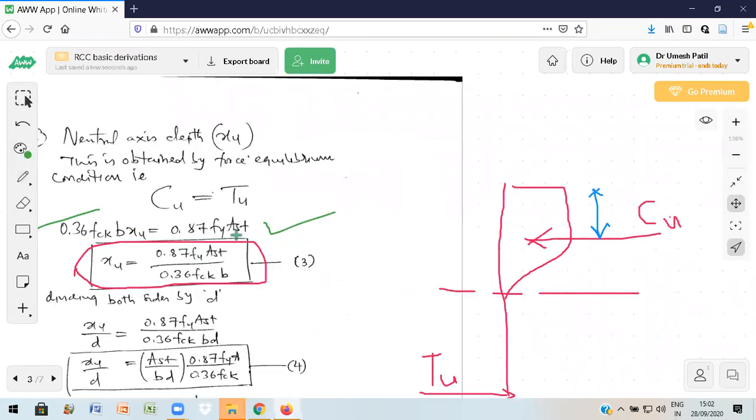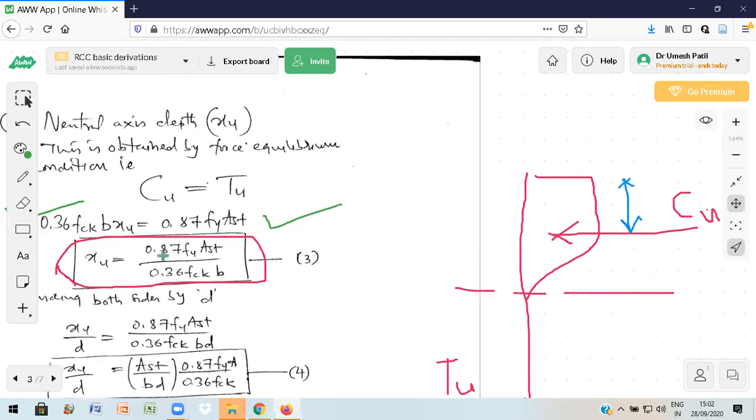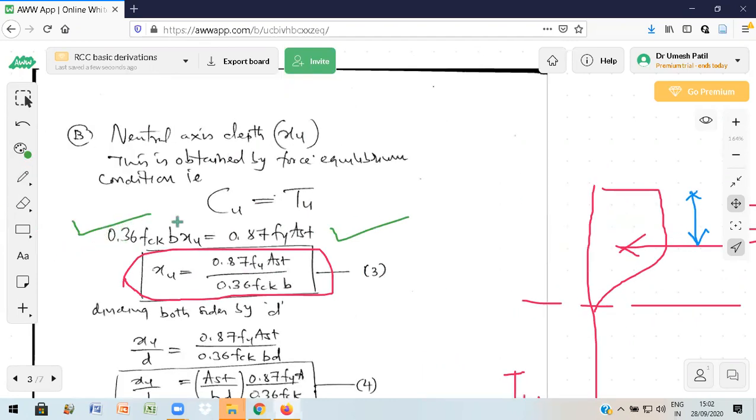0.87 Fy into AST is Tu. Total tension produced in the steel rods is this. Now, total compression resisted by the concrete, which is above the neutral axis, because concrete below the neutral axis is not considered. Okay, now how to get it?